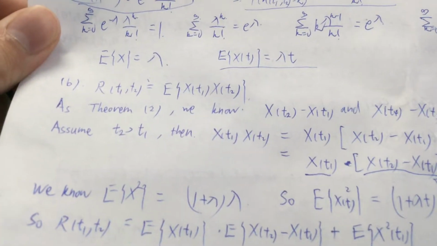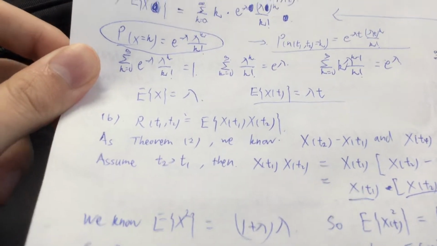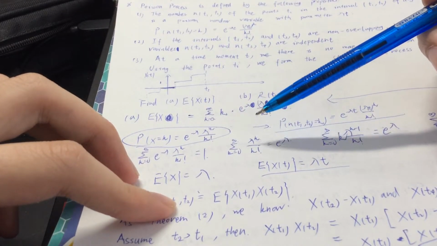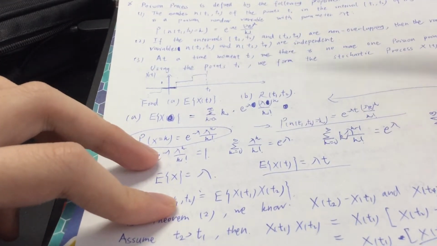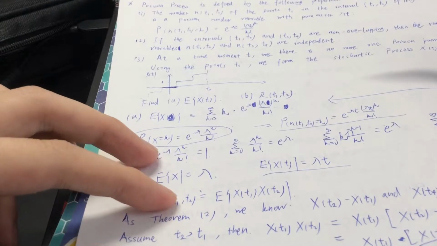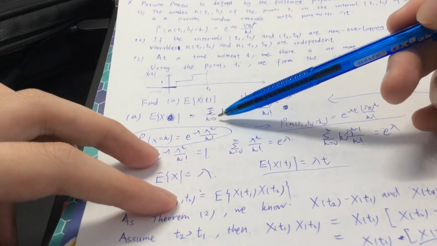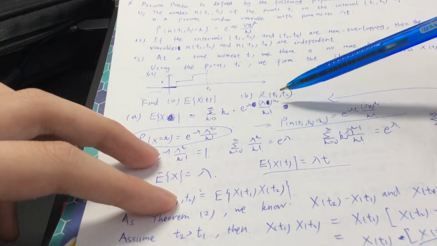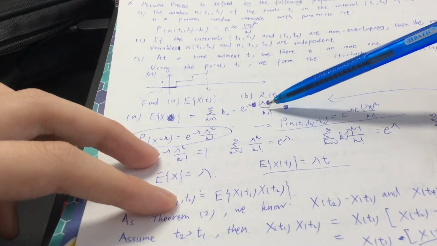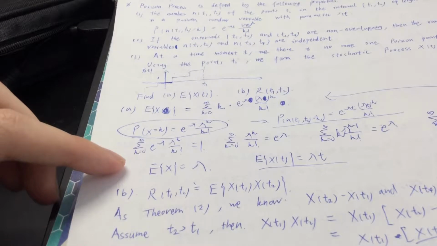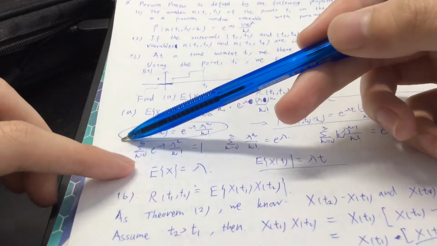So firstly, we can calculate the mean of X. As we know that X belongs to the Poisson distribution, we can first list the formula of the mean of X. The formula is equal to the sum over k equals 0 to infinity of k times e to the power of minus lambda times lambda to the power of k, divided by k factorial. This is the Poisson distribution.